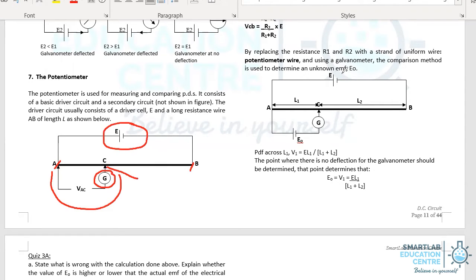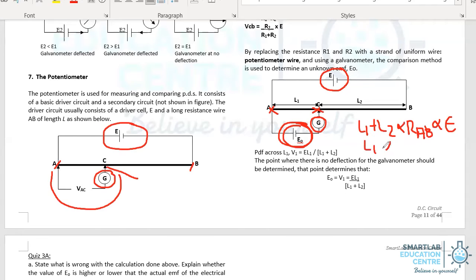In this example, assuming that this battery does not have internal resistance, we know that L1 plus L2, which is the length of the wire, is directly proportional to the resistance across RAB, which is directly proportional to the potential difference across it, in this case the EMF. By locating the jockey in the correct position such that the galvanometer gives a null deflection, it means the potential difference across AC must be equal to the potential difference across this battery with an EMF of E0. So in this case, L1 is directly proportional to the resistance RAC, which is directly proportional to E0.